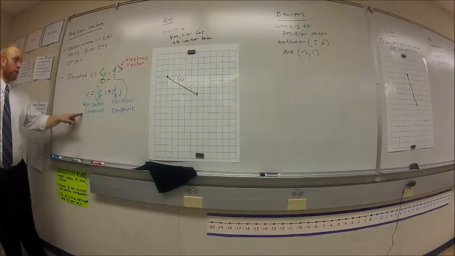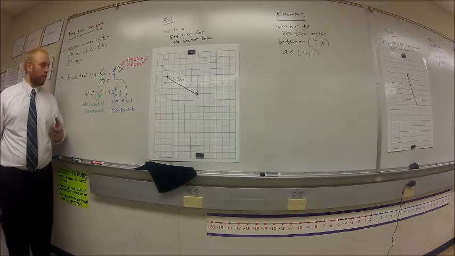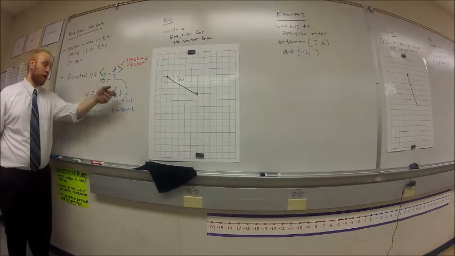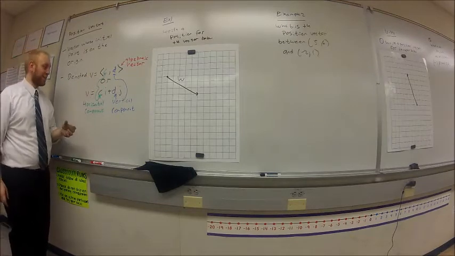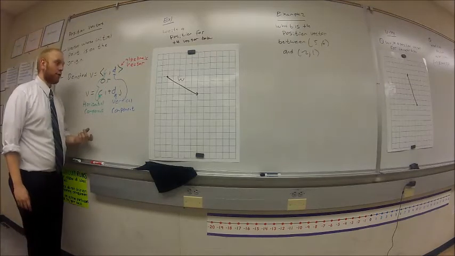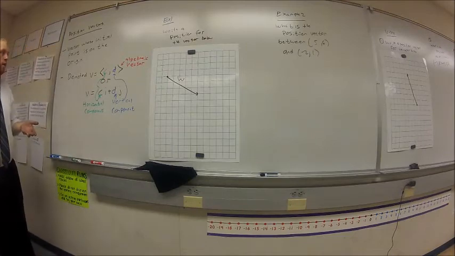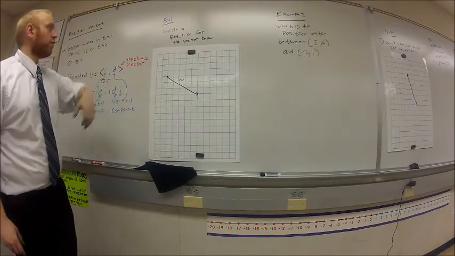Or it might be denoted in what's called ij form, with ci plus dj. Now c is going to be the horizontal component, just like your x. D is going to be the vertical component, just like your y. So we need to write a position vector for the vector below.